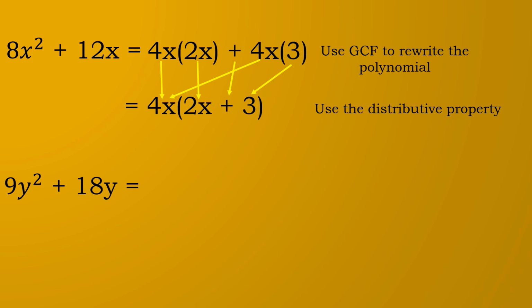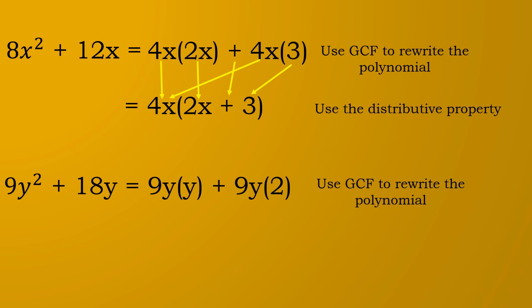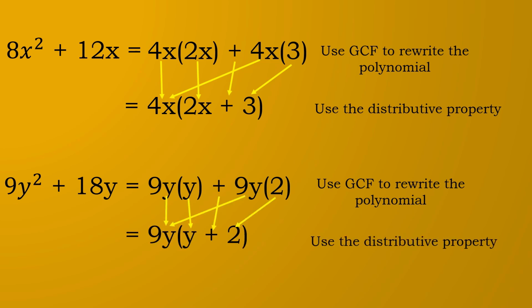Another example, 9y squared plus 18y. Can you give the GCF of 9y squared and 18y? If your answer is 9y, you are correct. We will use the GCF to rewrite the polynomial. This will become 9y times y plus 9y times 2. Using distributive property, factor out 9y and our polynomial will become 9y times quantity y plus 2. There you have it! I hope it is clearer now.